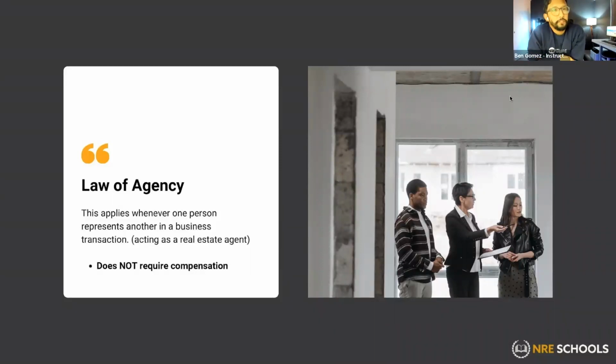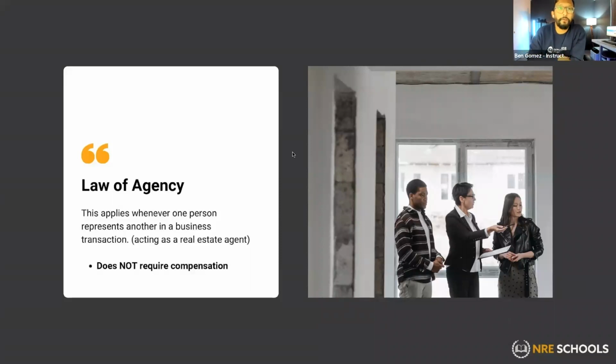The thing about agency and the laws of agency, this does not require compensation. Compensation is by far the biggest thing for your exam. I almost guarantee you're going to get a question that's going to state like, what is one of the things that is not a requirement of agency? And it's going to be compensation. Compensation is not a requirement for representing someone else at all.